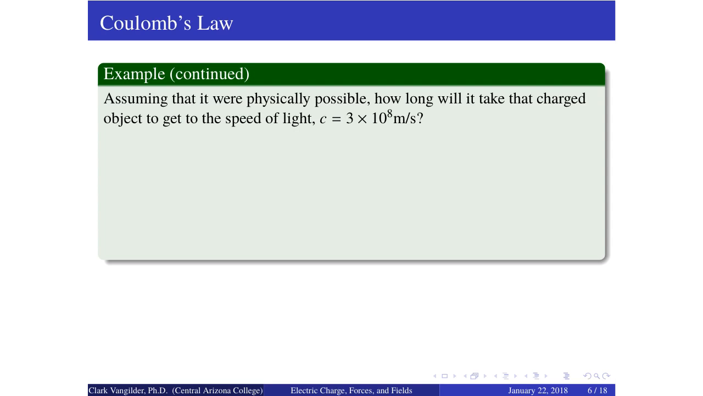All right. Assuming that it were physically possible, how long will it take that charged object to get to the speed of light? So let me be clear. It is not physically possible to accelerate an object that has mass, which is all objects have mass, to the speed of light. But just to make the case of how big that acceleration is, we could do some old kinematics here.